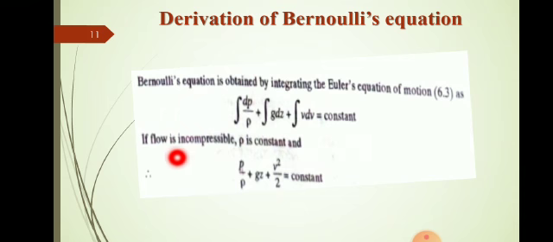If we are considering the flow to be incompressible, what is incompressible flow? The density will be a constant for incompressible flow. So rho will be a constant. So after integration, the equation becomes p by rho plus g z plus v square by 2 is equal to a constant. So by integrating the Euler's equation, we get the Bernoulli's equation: p by rho plus gz plus v square by 2 is equal to a constant.